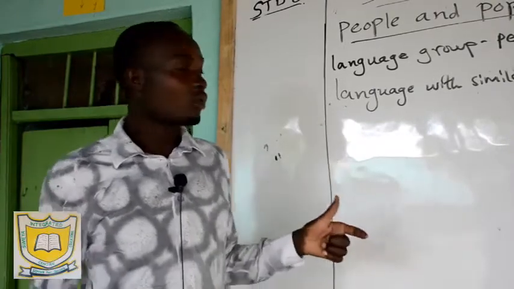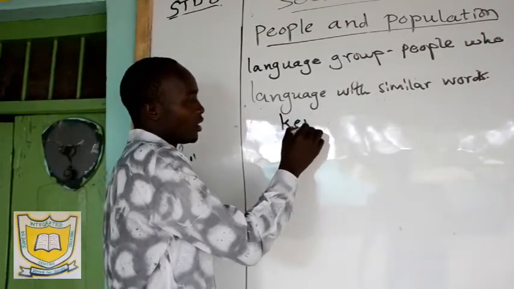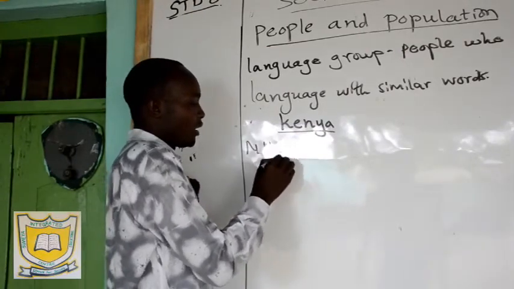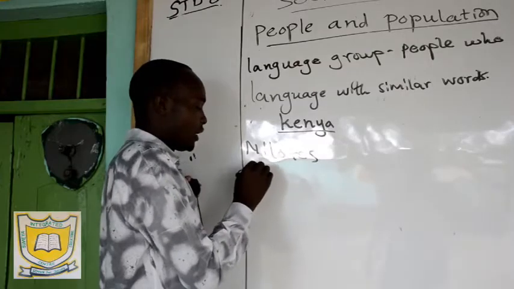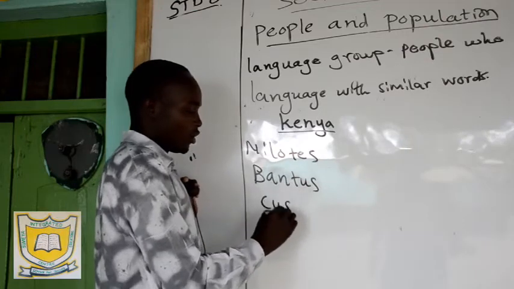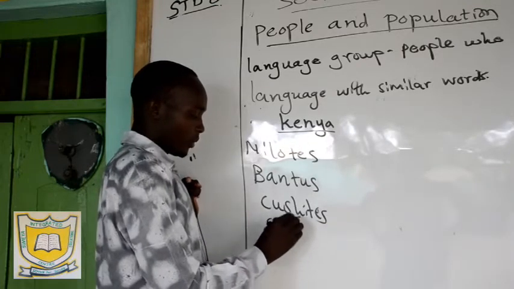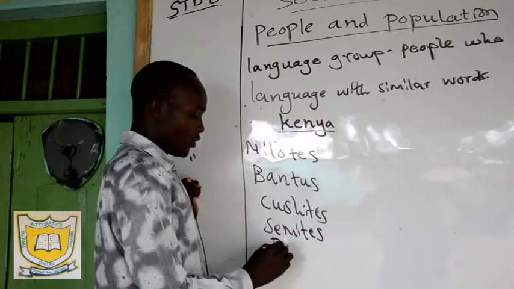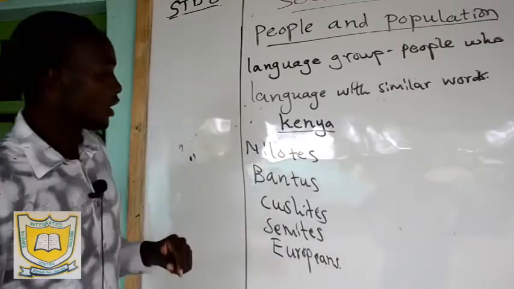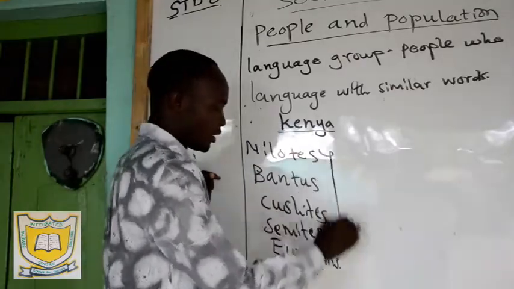So we shall look at the major language groups, let us start with Kenya. In Kenya you'll find we have what we call the Nilotes. Then we have the Bantus. Then we have also the Kushites. Then we have also the Semites. Then we have also the Europeans. These are the major language groups found in Eastern Africa, in Kenya. So we shall start one by one.